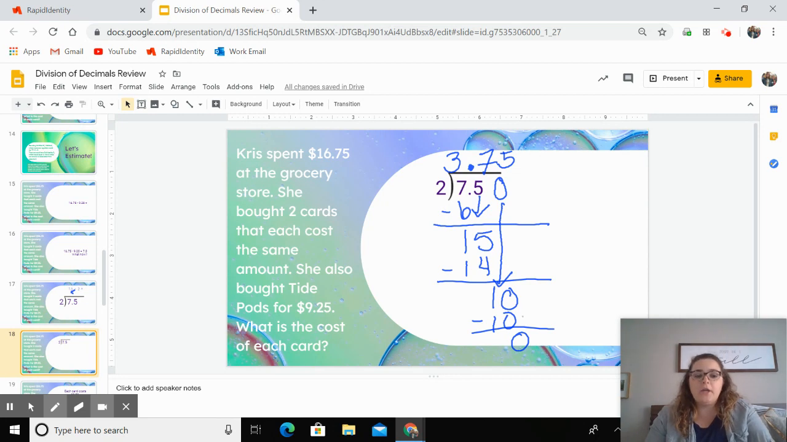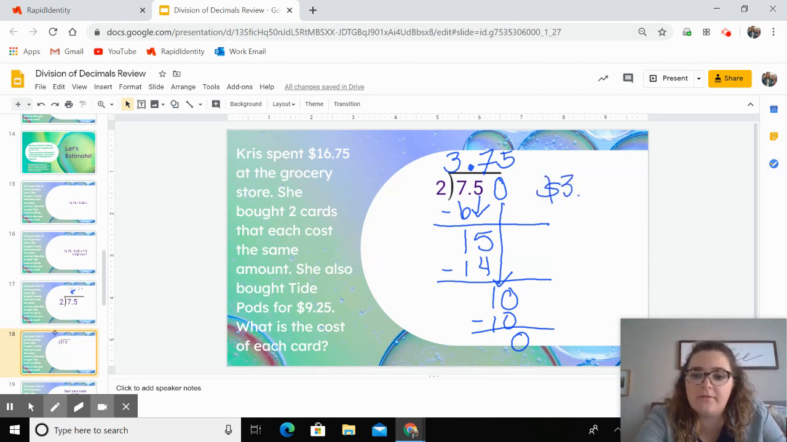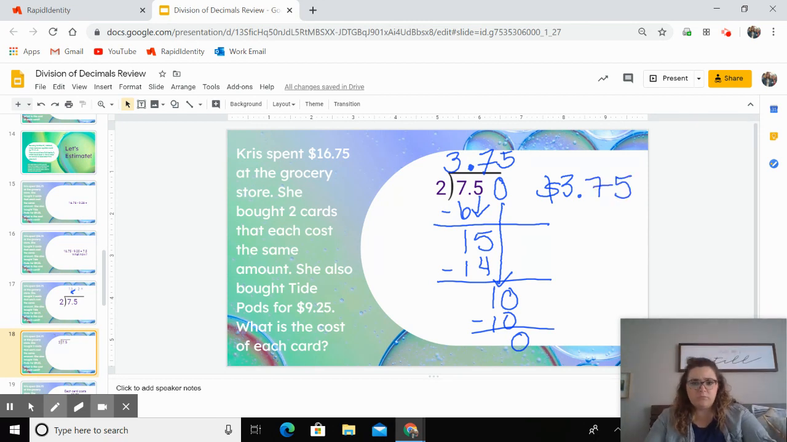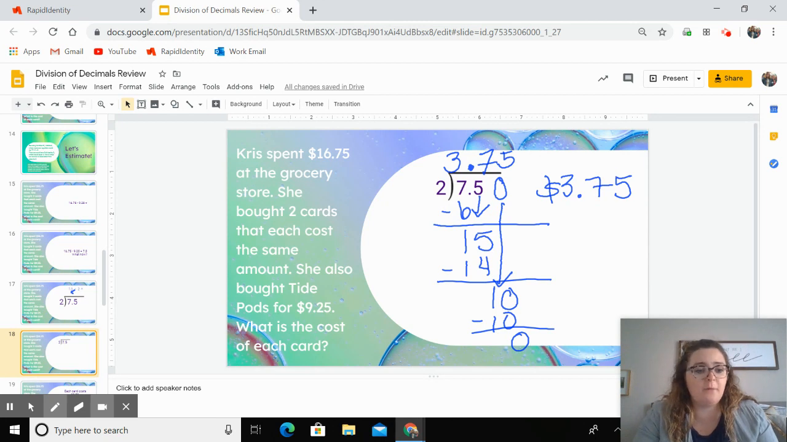All right, so I know that Chris spent $3.75 on 1 card, which honestly is kind of a bargain because I just bought my mom a Mother's Day card and I think it was like $8 or something. So she did a pretty good job buying cards.